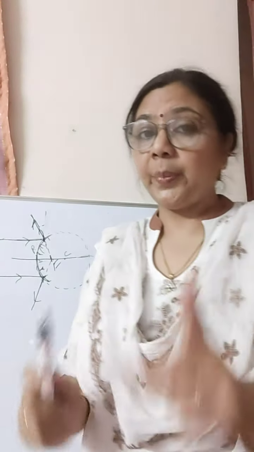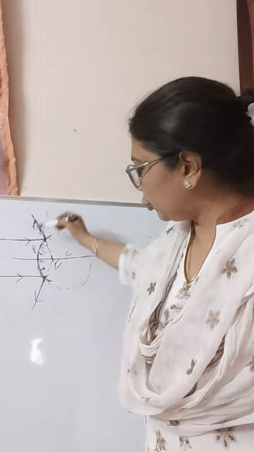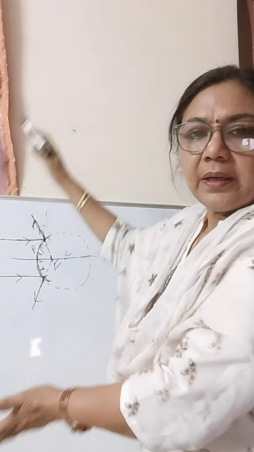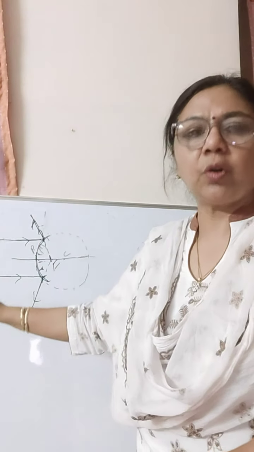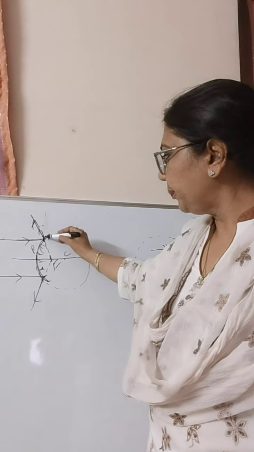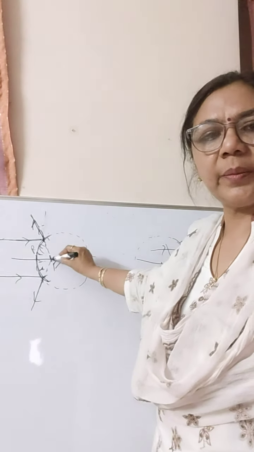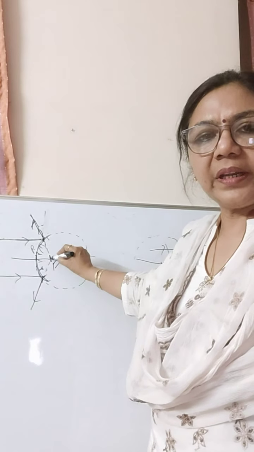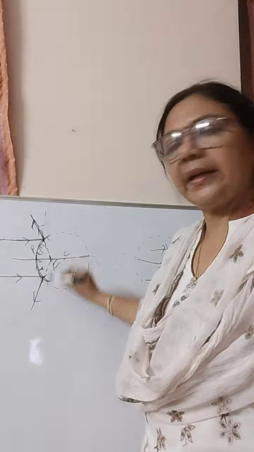Now the image is formed where the reflected rays meet or appear to meet. Remember this thing: the rays which appear to meet or actually meet. Here, these 2 reflected rays are going away from each other, so in front of the mirror these rays will not meet. At the back of the mirror, when we produce them backwards, these 2 rays meet. So the image will be formed here. The point where these 2 reflected rays appear to meet is called its focus.